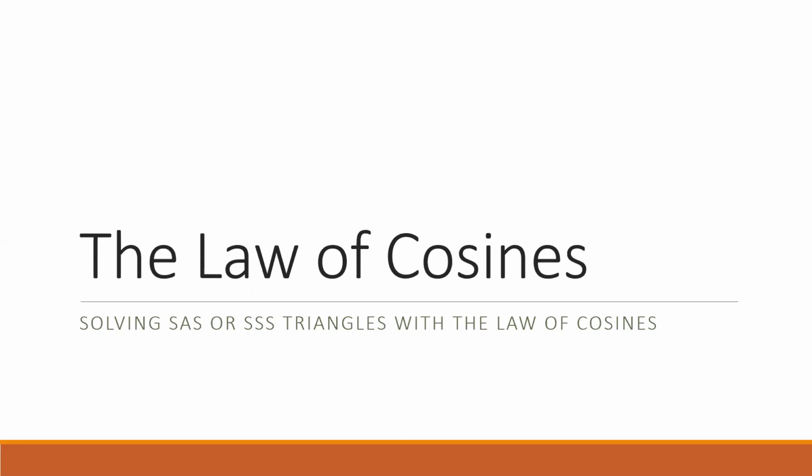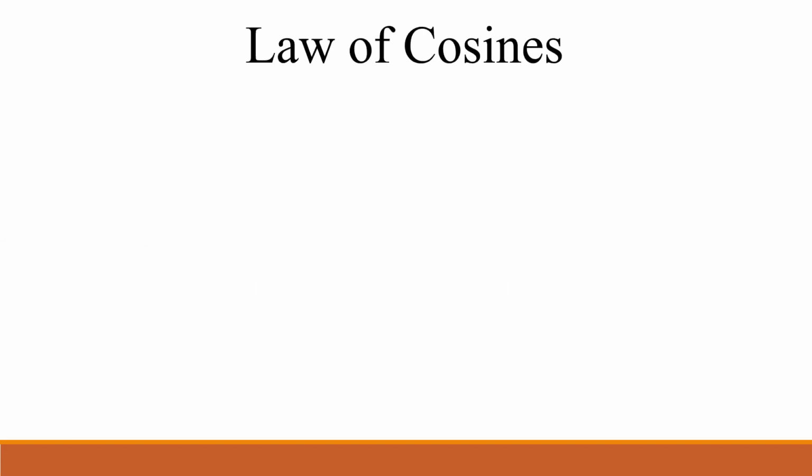Yesterday, or the last video I should say, we talked about how to solve triangles with the law of sines. And of course, for those kinds of triangles, we had to be given two angles and any one side. Today we're going to be talking about a couple different cases and something called the law of cosines. So let's jump right in here.